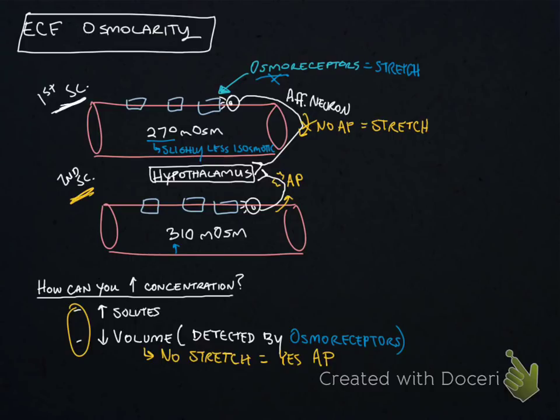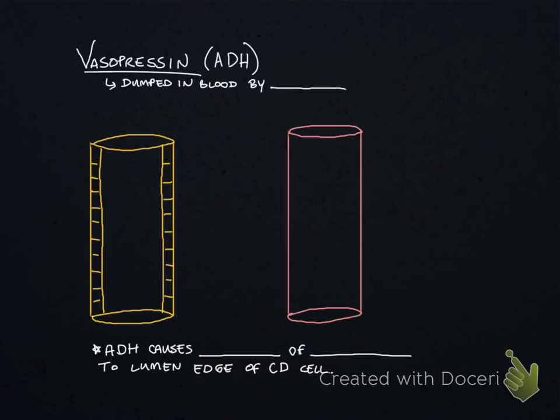Alright, so what's the point of all this? Well, it helps to control certain hormones, and that's what we're going to look at next. The first one's called vasopressin, or ADH, antidiuretic hormone. It's made by the hypothalamus and stored in the posterior pituitary. The posterior pituitary dumps vasopressin into the blood, like all hormones.